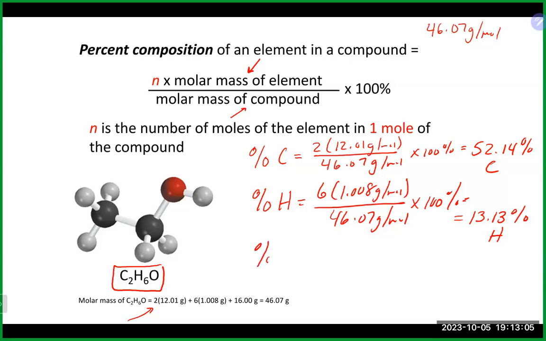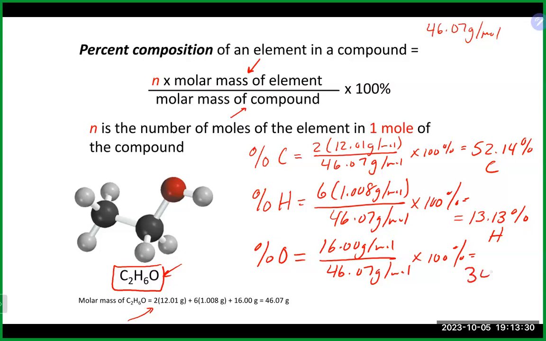We could do the last part of the calculation the same way for our oxygen. For the percentage of oxygen in this formula, there's only 1, which gives us 16 grams per mole, the mass of the 1 oxygen, divided by the mass of the entire compound. Once again, we will multiply it by 100. We end up with 16 divided by 46.07 times 100, roughly 34.73% by mass oxygen.